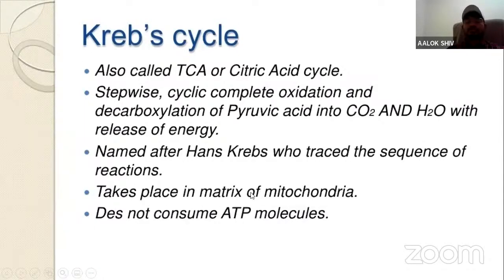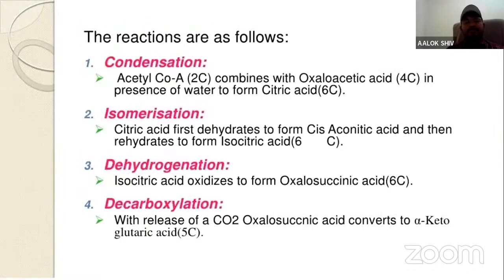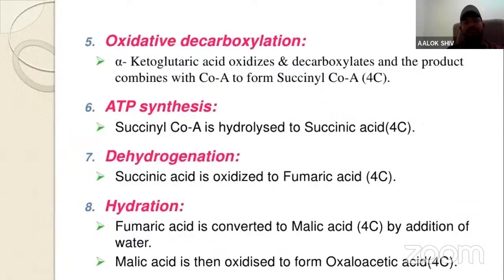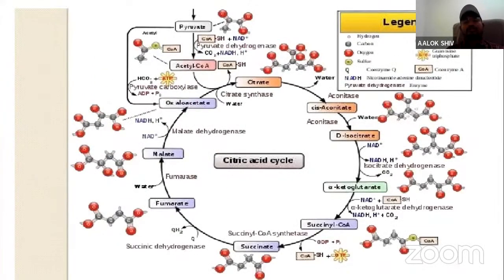Okay, and it takes place in the matrix of the mitochondria. This is very important. Generally, they ask in the exam where the Krebs cycle takes place. So it is taking place in the matrix of mitochondria. So these are the different steps of the Krebs cycle. Starting with the pyruvate, ultimately you'll have water and carbon dioxide here.